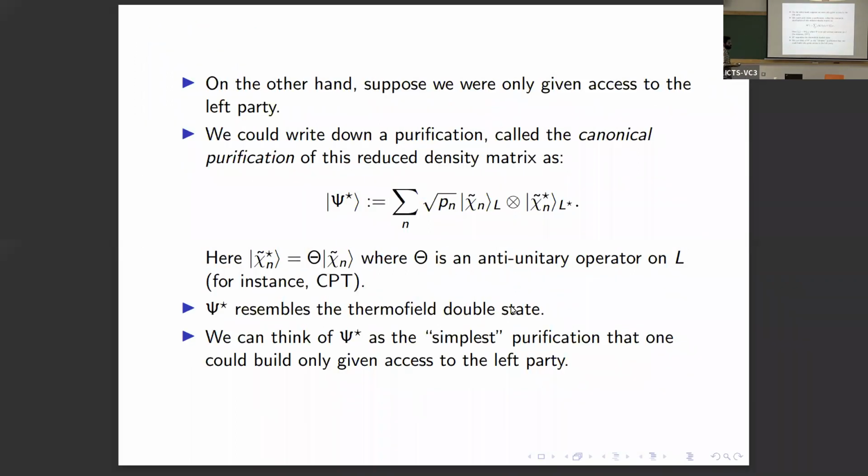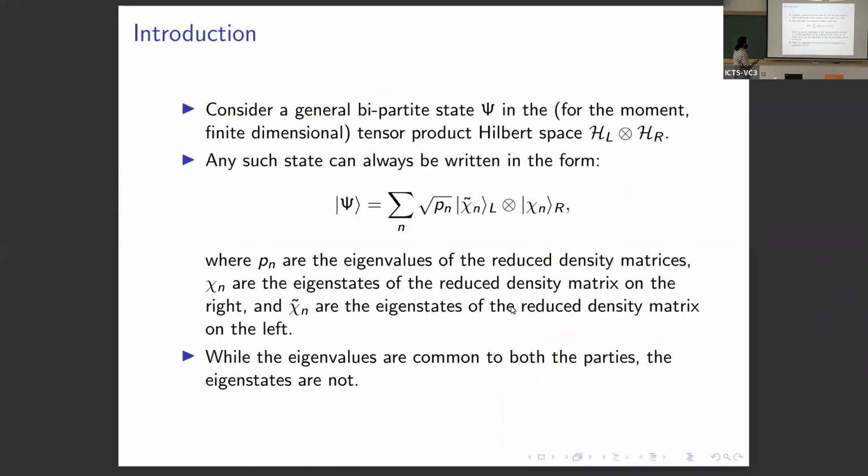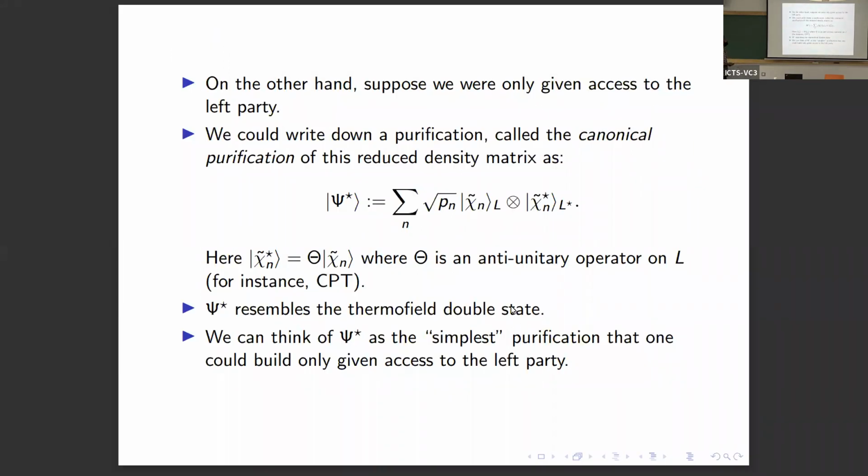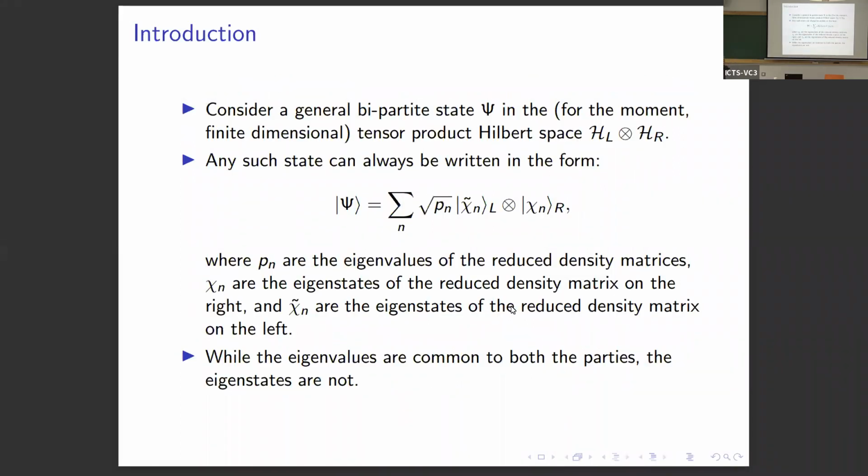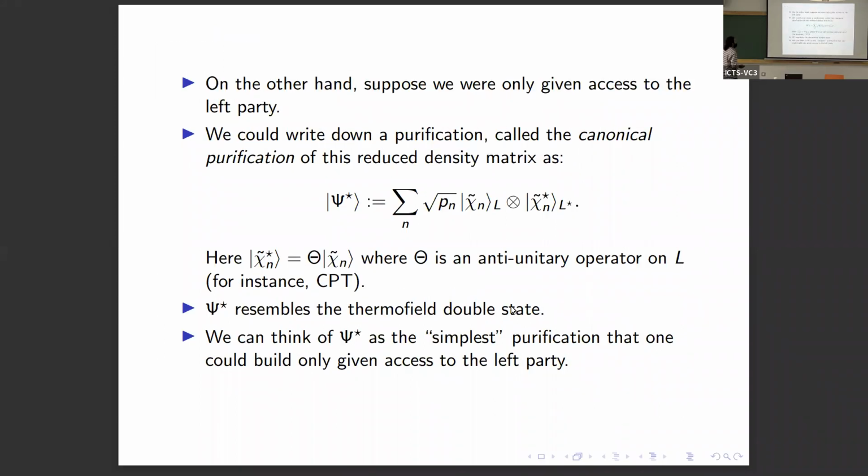Now, on the other hand, let's say I don't give you access to the state on both the factors, but I only give you access, let's say, on the left. What that means is that I give you the reduced density matrix of the state on the left factor. Now, given that information, you can write down a purification, a bipartite state, let's call it psi star, which will have the property that its reduced density matrix on the left factor is the reduced density matrix of your state psi, again on the left factor. I've written down this purification very explicitly here.